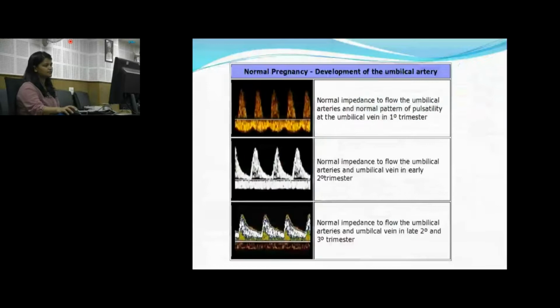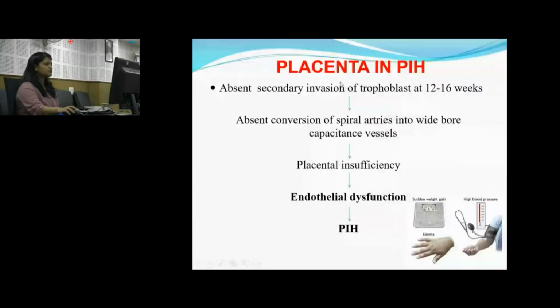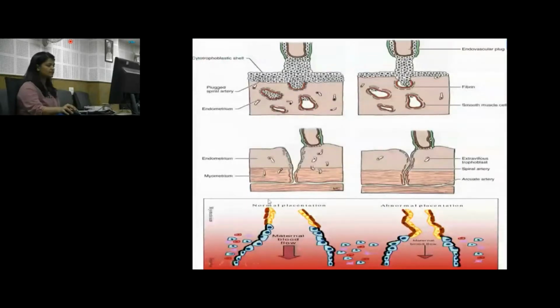Circulation of the placenta is very important, where we have to give a special mention to PIH. In PIH, actually there is absence of secondary invasion of trophoblast at around 12 to 16 weeks. So there is absent conversion of the spiral arteries into wide-bore capacitance vessels, and this leads to placental insufficiency, endothelial dysfunction and PIH, pregnancy-induced hypertension. After the second wave of trophoblastic invasion, which has to happen, there is increased maternal blood flow where the endothelium will be replaced by the trophoblast. This does not happen and the vessels remain contracted, so there is impedance to the maternal blood flow.